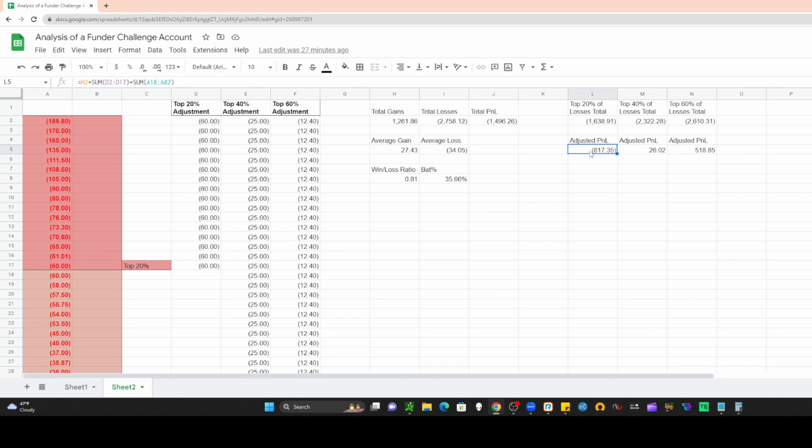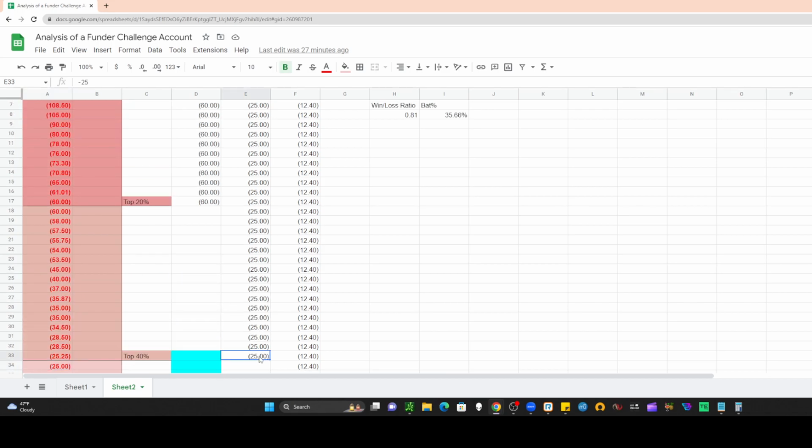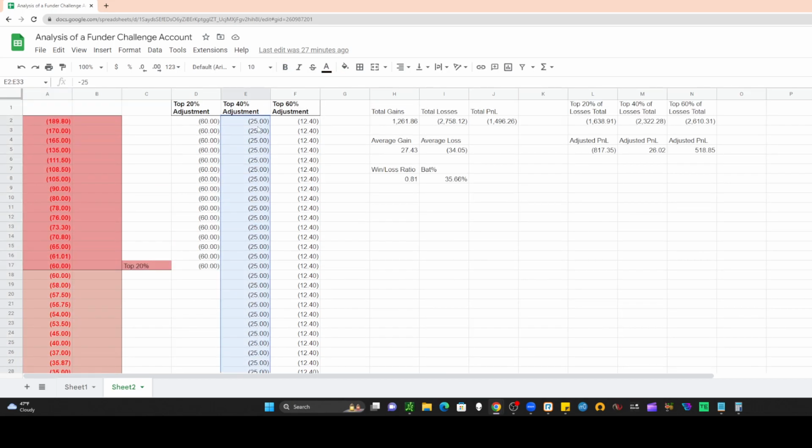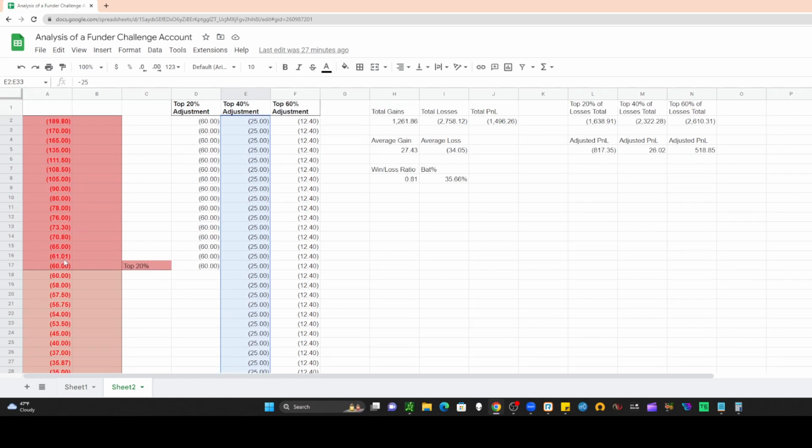But let's suppose they went further and we actually cut our losses at the top 40%. Now, the top 40% starts after we get to a negative $25 loss. So let's suppose we cut the losses off at negative $25. Now I'm going to add this column here to make my adjustment. So basically what I'm saying is everything that's above $25, we're capping to $25 exactly. So all these losses get cut off. Now that means our adjusted P&L becomes $26.02.